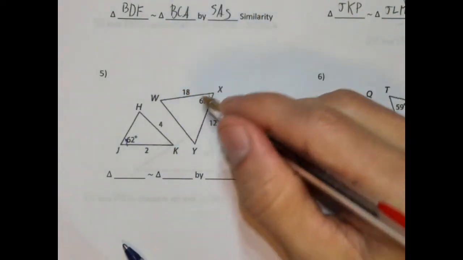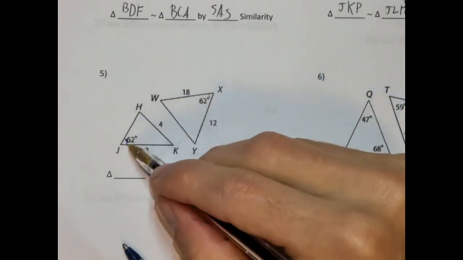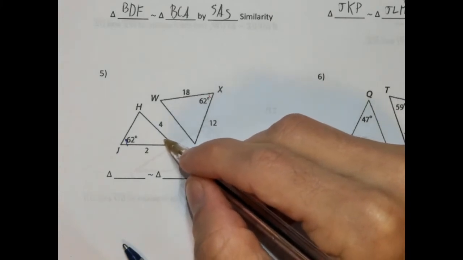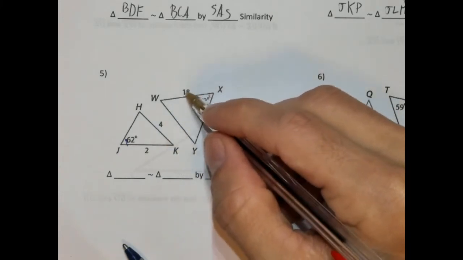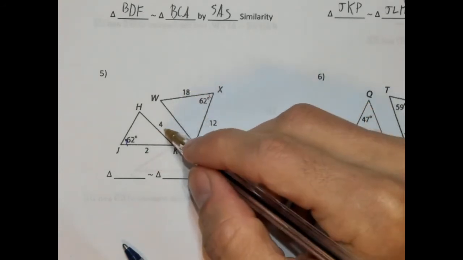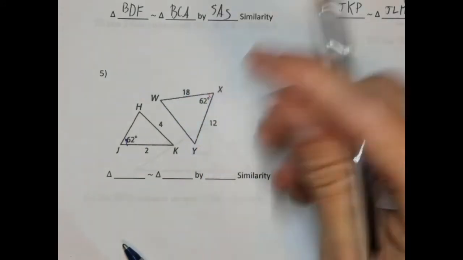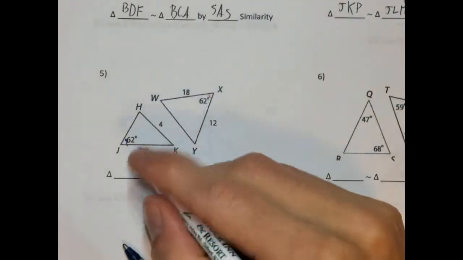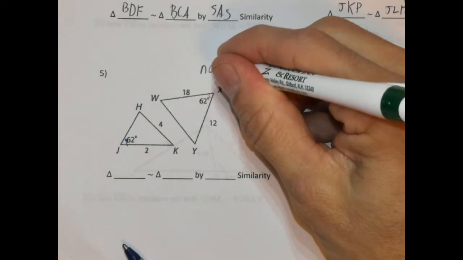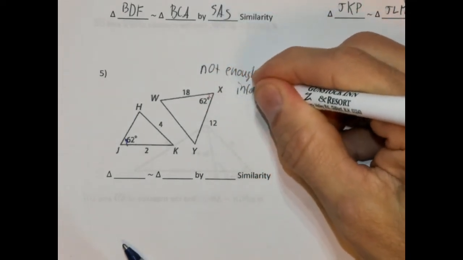There's a problem with that though. Here, the angle is included. It is in between these two sides. Here it is not. If this angle was down here, well then we'd have a shot at side, angle, side. Then we could actually create a proportion. We could say 2 over 12 is equal to 4 over 18 and see if that works. But we don't even need to do that, because the angle is not included. It is not in between the two sides. So therefore this is not enough information here.